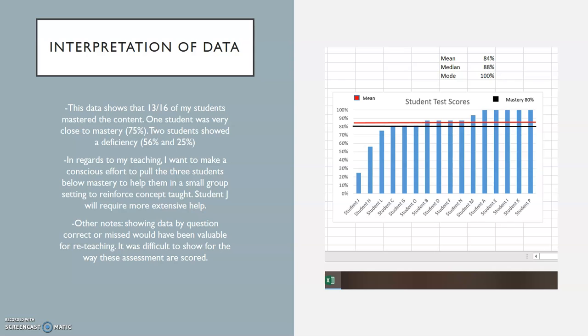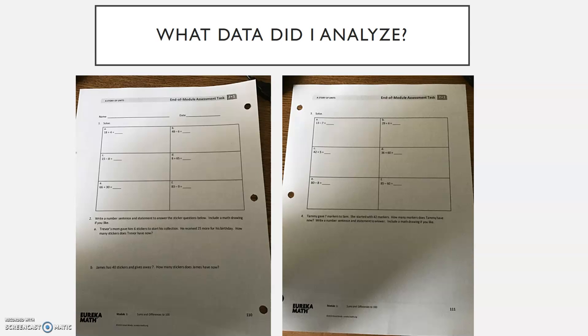Another note that I wanted to make is I think something very valuable for me would have been to show data by the question correct or missed, because it would be able to show me if there was one specific question that maybe everybody that didn't get 100 missed, and that would show me that there was something in my teaching that was not clear, did not spend enough time on, needed to revisit. However, I started out trying to do that and realized that it wasn't going to work because of the way the assessments are scored for Eureka. The whole section, these 6 subtraction addition problems, it's one chunk and it's graded out of 4. And same with number 3 here, the 6 addition subtraction, one chunk, and it's graded out of 4.